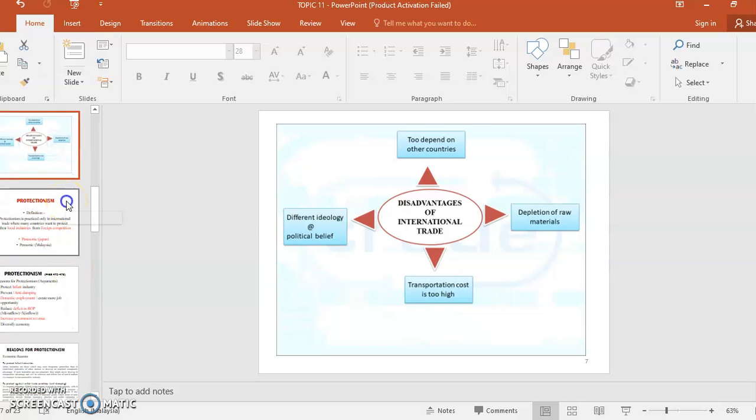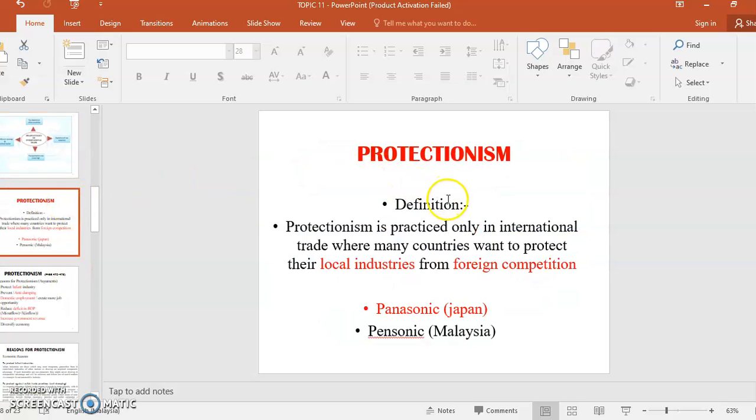Okay, next is protectionism. So what is meant by protectionism? It is a practice, only in international trade, where many countries want to protect their local industry from foreign competitions. Okay, kita nak protect kita punya local industries lah, protectionism.